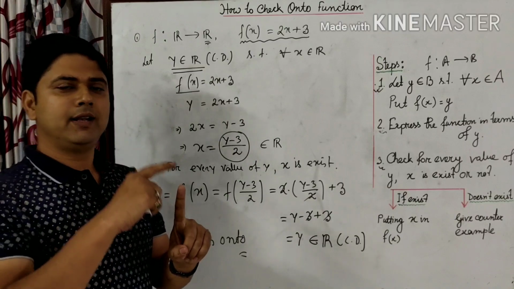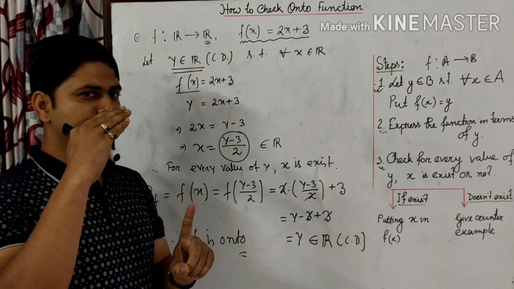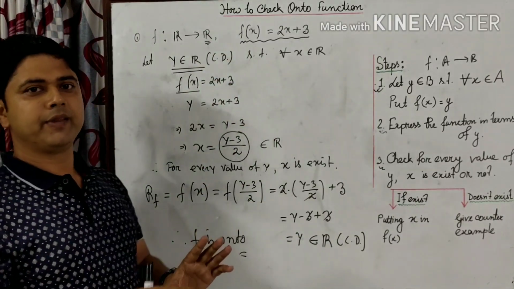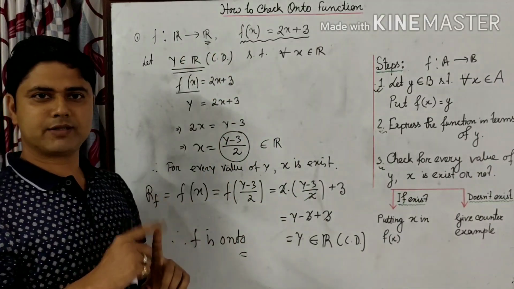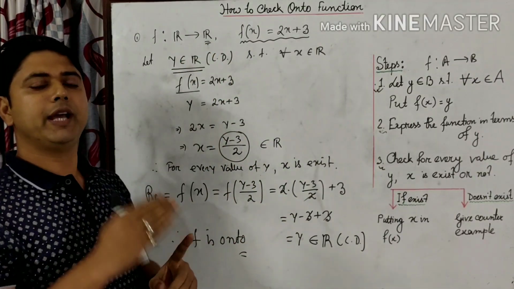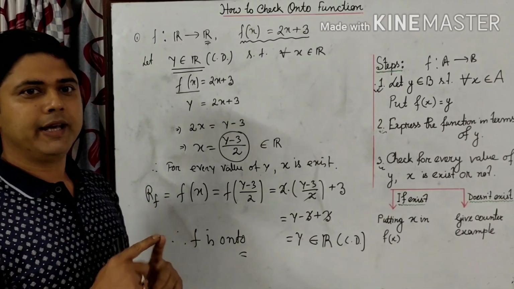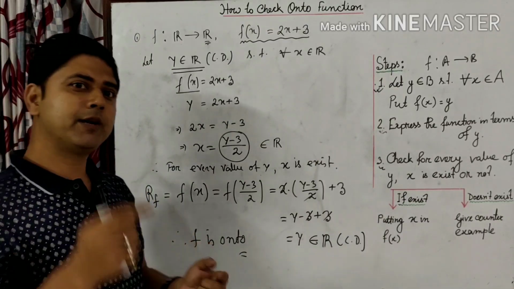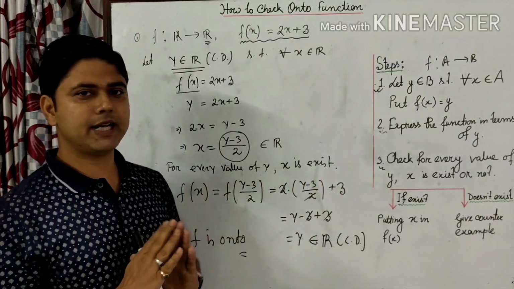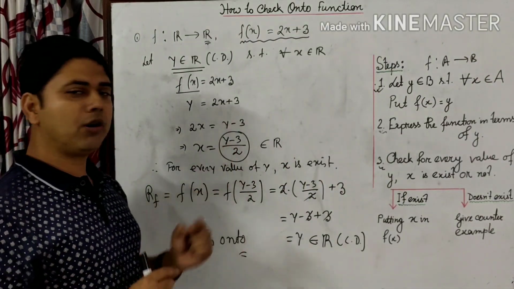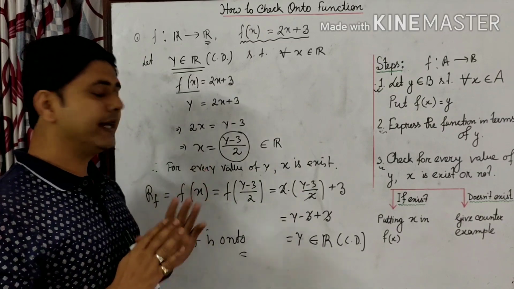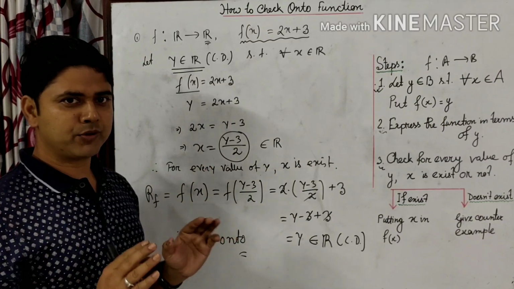First, number 1: let y belong to the codomain, such that for all x belonging to the domain of this function. That is the first step. Putting f of x equal to y, express this function in terms of the y variable. That is the second step. Third step, examine for every value of y whether x exists or not. You have to check.